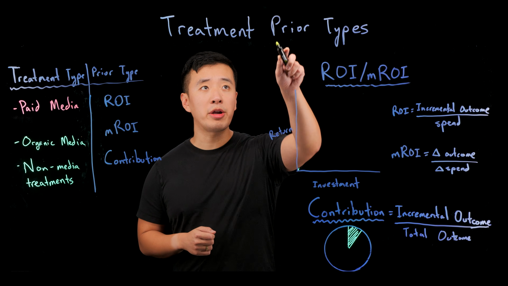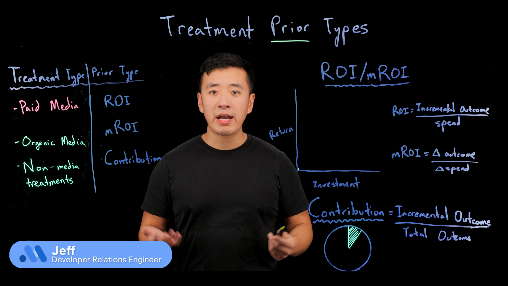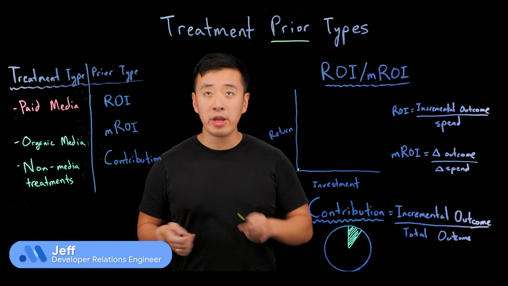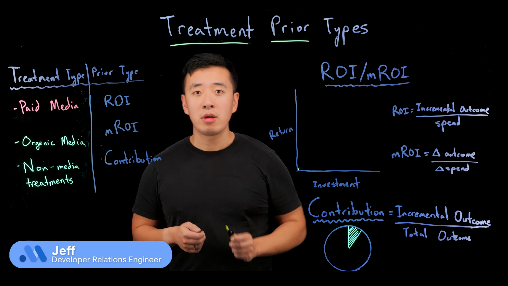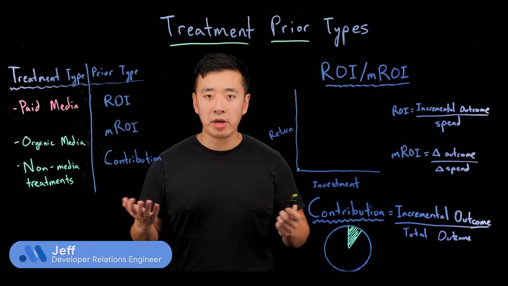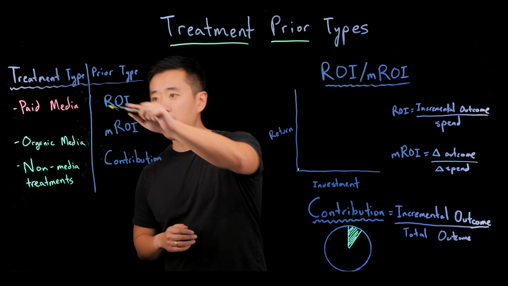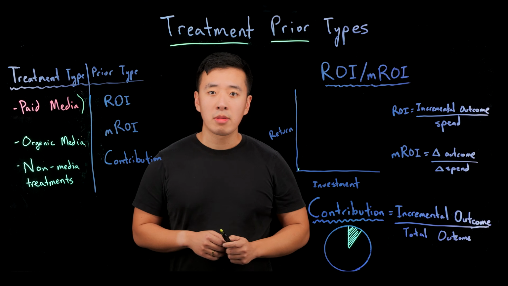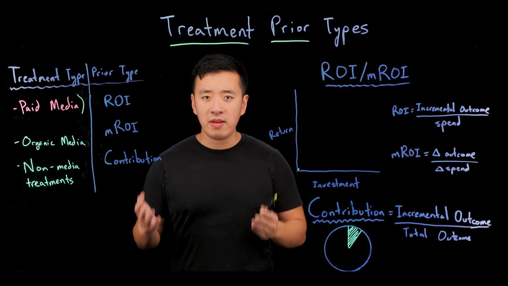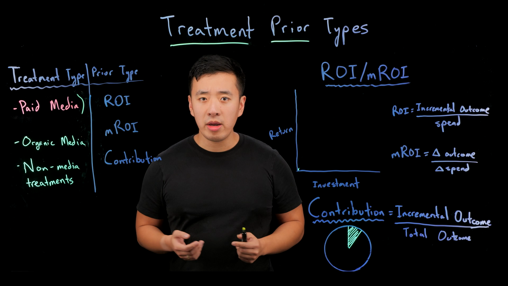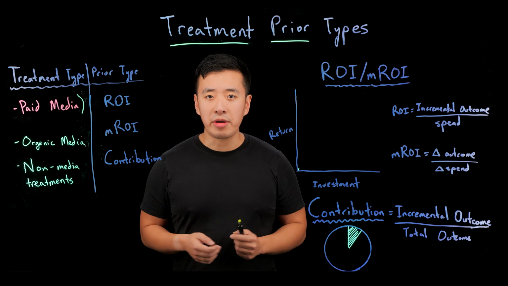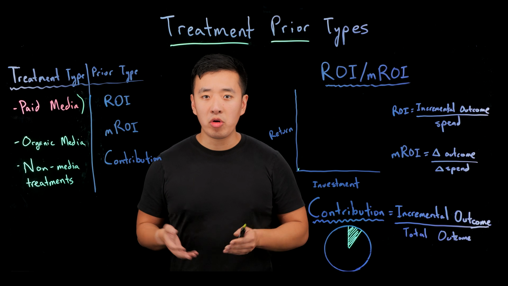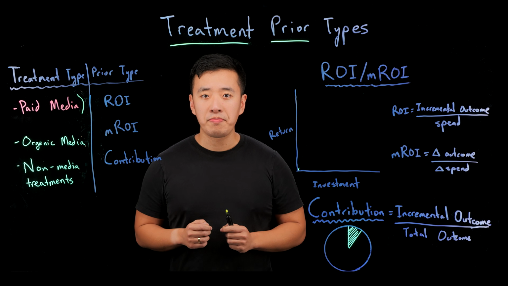Before we configure priors, we need to categorize our inputs. In Meridian, treatments typically fall in two key buckets. First is paid media. These are marketing channels like TV, video, or display, where you have direct spend data. The model usually links the outcome directly to that spend.